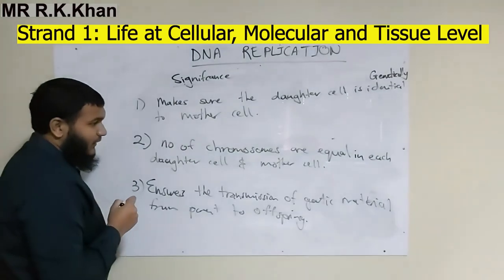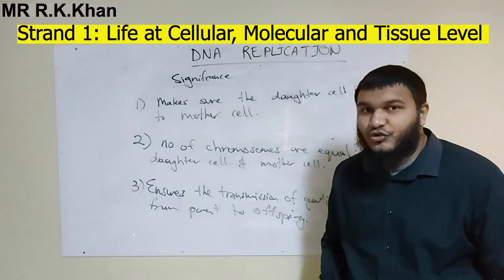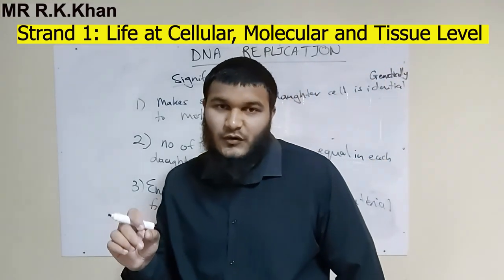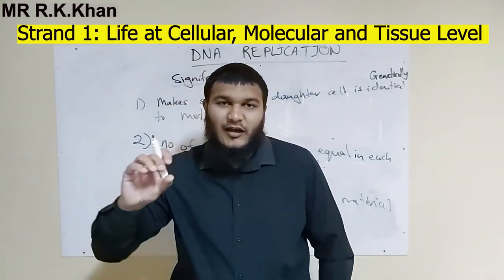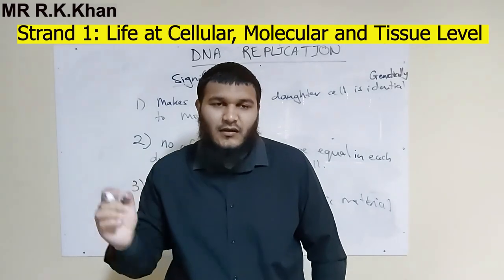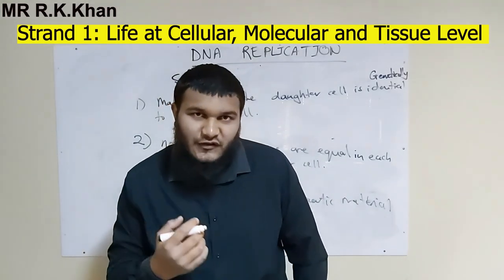And grade 12, the third significance links to meiosis. And meiosis is different to mitosis. Mitosis occurs in somatic cells, whereas meiosis occurs in sex cells. And meiosis we'll discuss in later videos on this playlist.